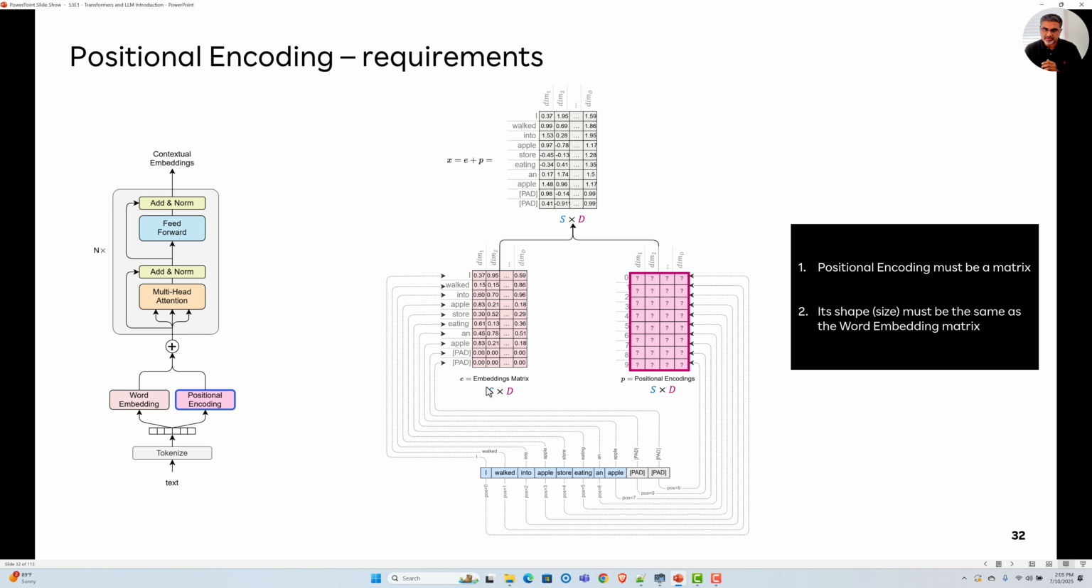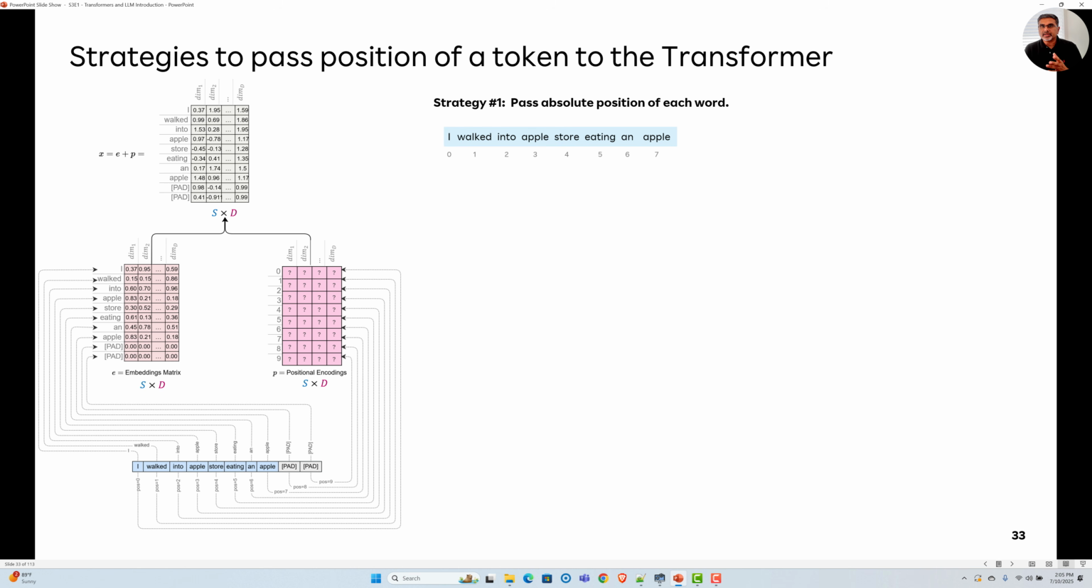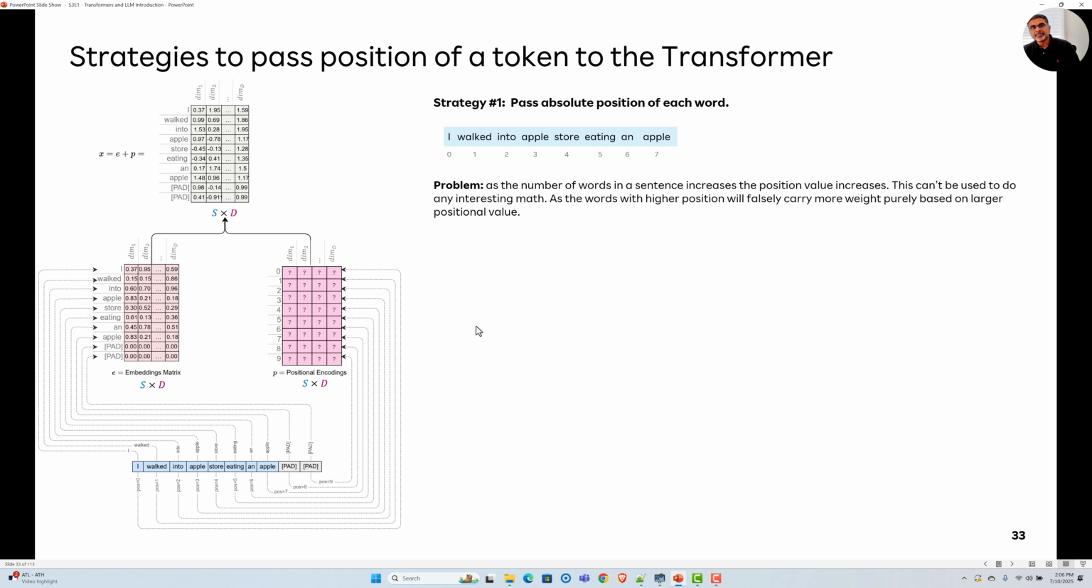The embedding matrix is S cross D. S is the number of tokens you allow, the sequence length, and D is the number of dimensions. You also want the positional encoding matrix to be the same size. So this is our requirement. Now, how do you fulfill this requirement? One obvious idea is, why don't I just give it absolute numbers? "I" is at token position 0, "walked" is at token position 1, "into" is at token position 2, and so on. So I fill up the first row with 0, 0, 0, position 1 with 1, 1, 1, position 2 with 2, 2, 2, and so on. Why don't I do that? The problem with doing something like that is, as the number of words increases, its position value increases.